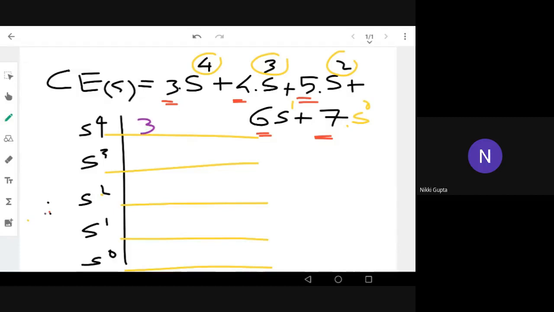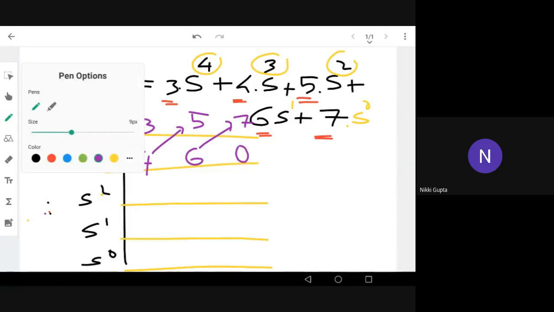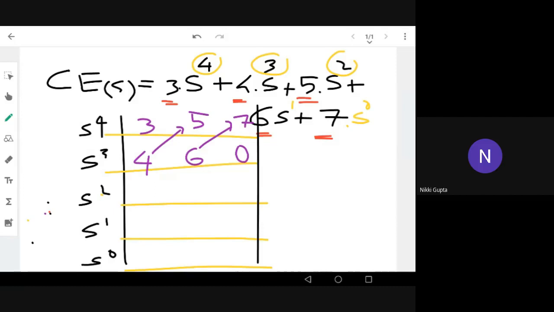So 3, 4, again zigzag. 5, 6, again 7, then 0. Right? Let me close the root array. This is the root array. I'm closing the root array.